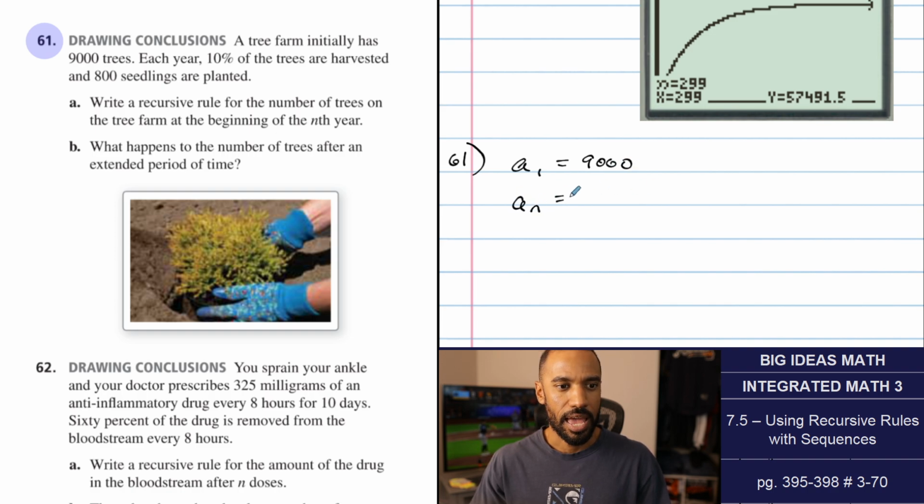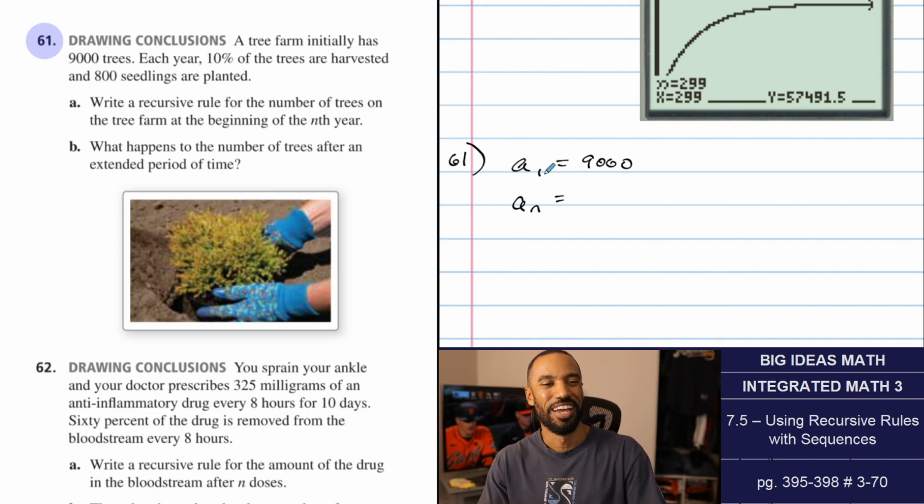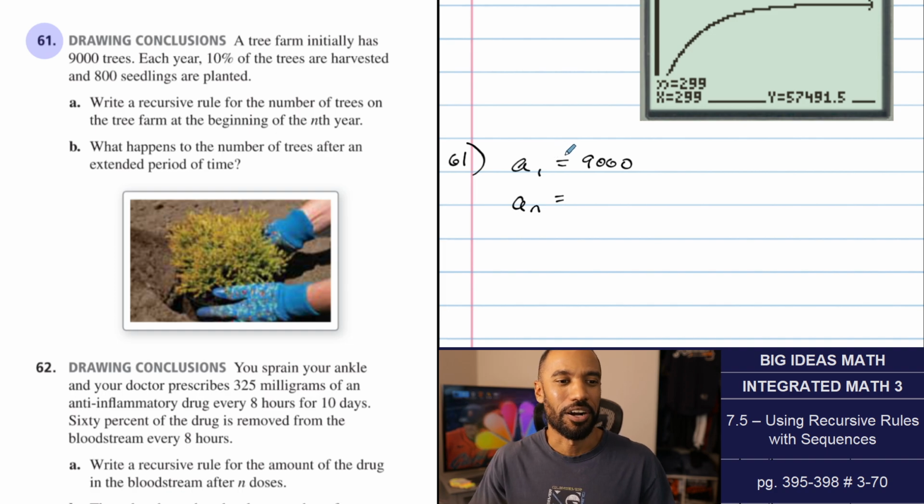Okay. 10% are harvested. Does that mean they go up? No, they're harvested. It means they go down. Okay. I was thinking like you plant them. They're harvested and 800 seedlings are planted. So you're adding more after some get harvested. So 10% harvested means 90% still remain. 800 planted means you add an additional 800 within the year.